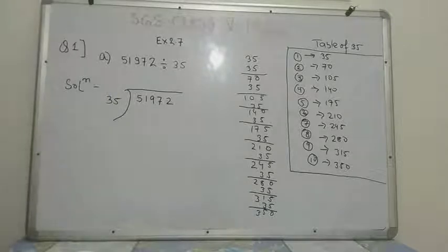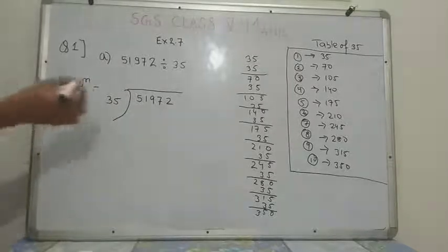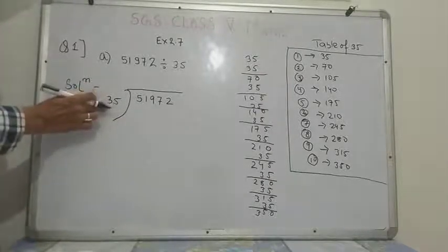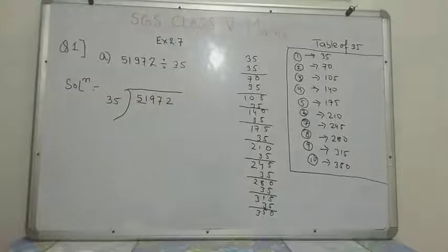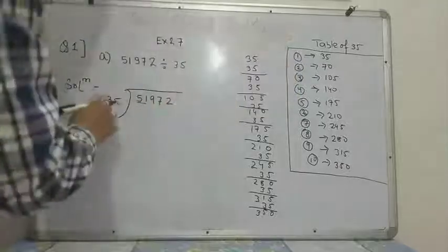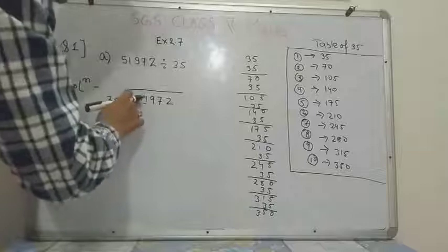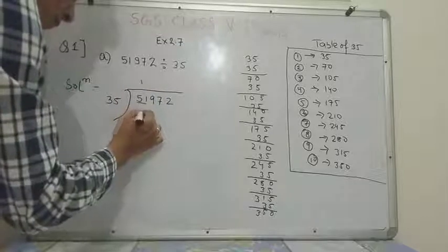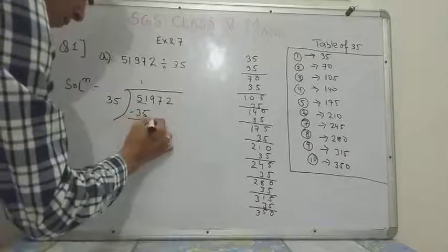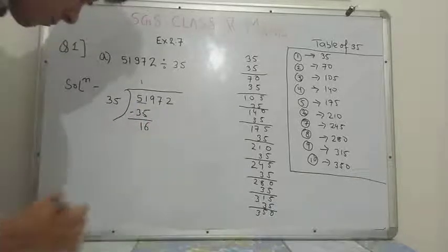So how can we divide? We always make the pair according to our divisor. If there are 2 digits, then we make a pair of the first 2. Now we see whether 51 is available in our multiplication. 35 times 2 is 70, and 70 is greater than 51, so we multiply by 1 time, that is 35. Then we subtract: 51 minus 35 is 16.